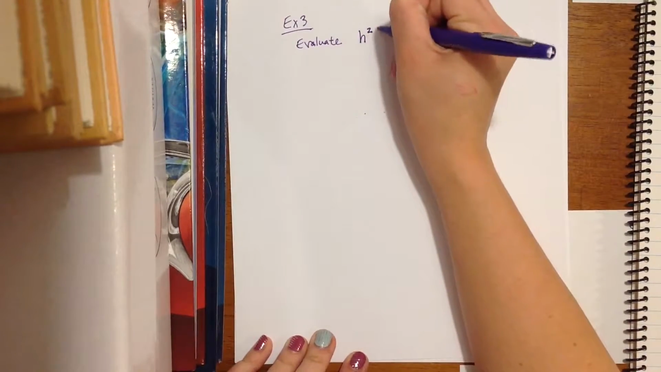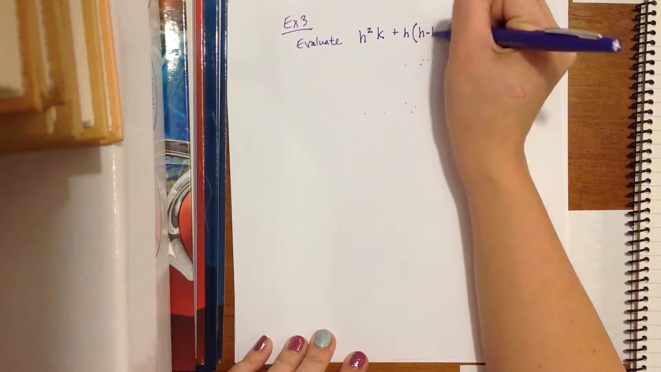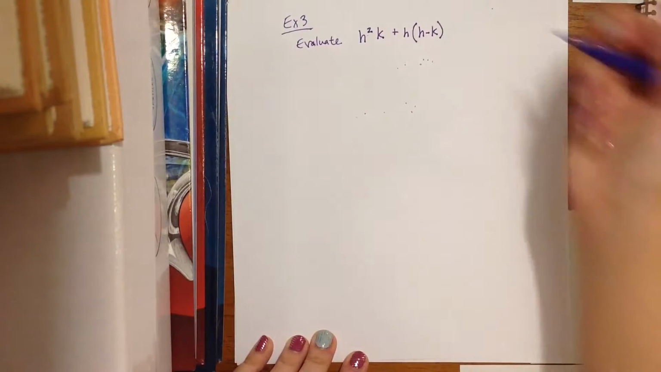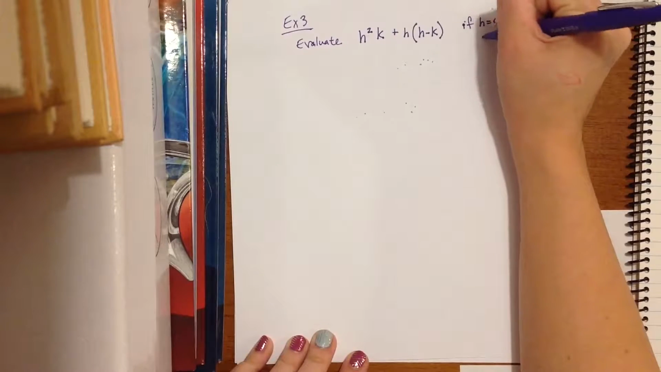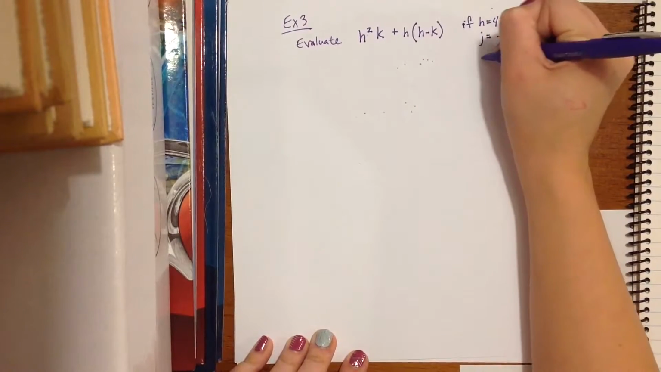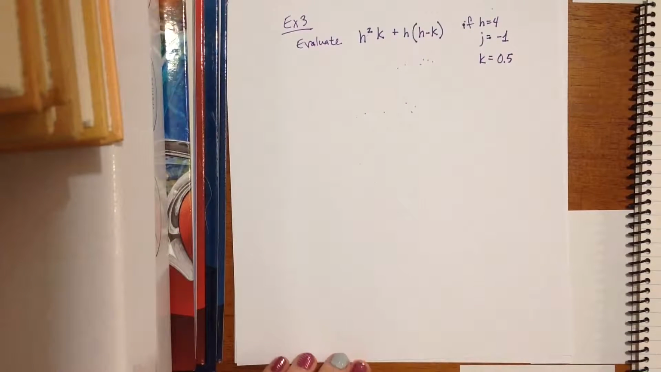H squared k plus h times the quantity h minus k. Same variables as before. If h is 4, j is -1, k is 0.5. So, take a minute. The video is going to pause in a little bit, and you have to answer the question before the video will let you keep watching. Try it on your own, see what answer you get, and then keep watching the video and see if you got it right.